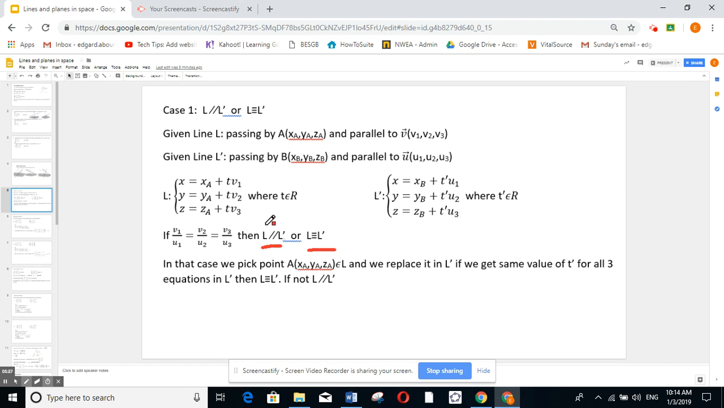In the case of coinciding, we pick any point here, for example, x_A, y_A, z_A. You try to replace it in L prime. If it satisfies this equation, as we're going to see in an example after, it means that it is coinciding. If you replace x_A, y_A, z_A here and get the same T prime for the three, it means the lines coincide.